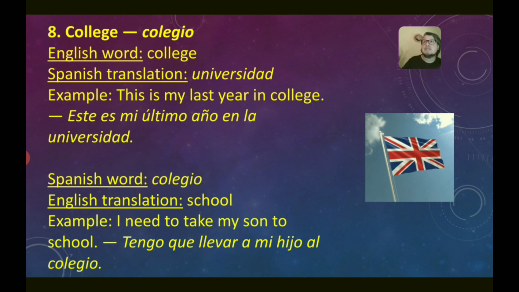Instead of saying John Smith School, they say John Smith College. But college is university, it's not a school. So as you can see here, an example: this is my last year in college. This is my last year at the university. Or I need to take my son to school, from primary school right until the 4th year that belongs to high school. So that's school, not college. Let's go to the next one.